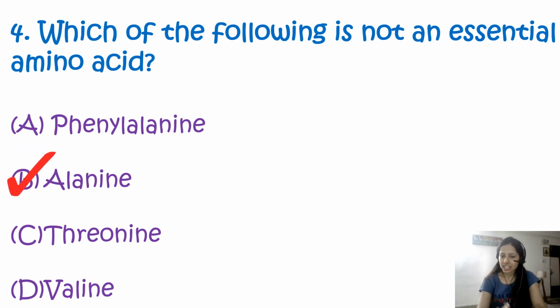We know that essential amino acids are those amino acids that cannot be synthesized by the body and must be obtained from our diet. So the essential amino acids here are phenylalanine, threonine and valine, whereas alanine, on the other hand, is not an essential amino acid. It is categorized under non-essential amino acids. That means it can be synthesized by our body and is not required to be obtained from our diet. So the correct option will be B, that is alanine.